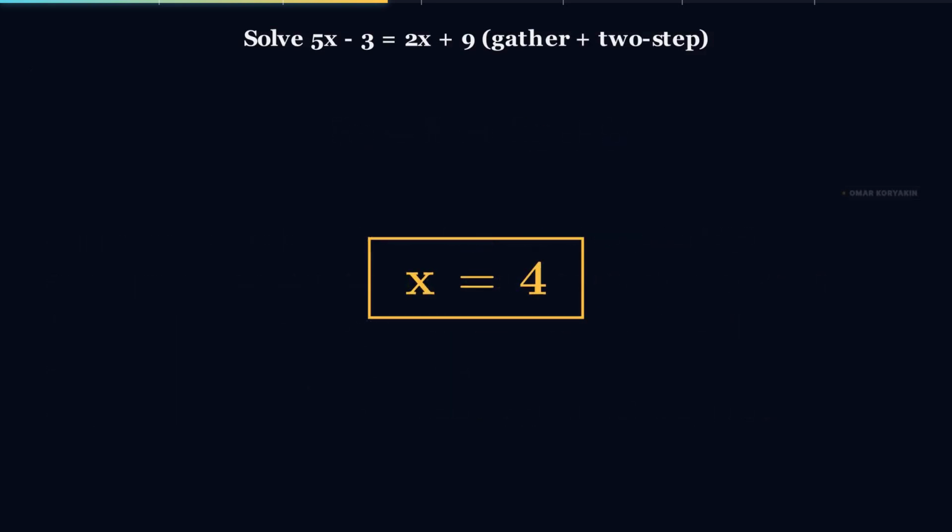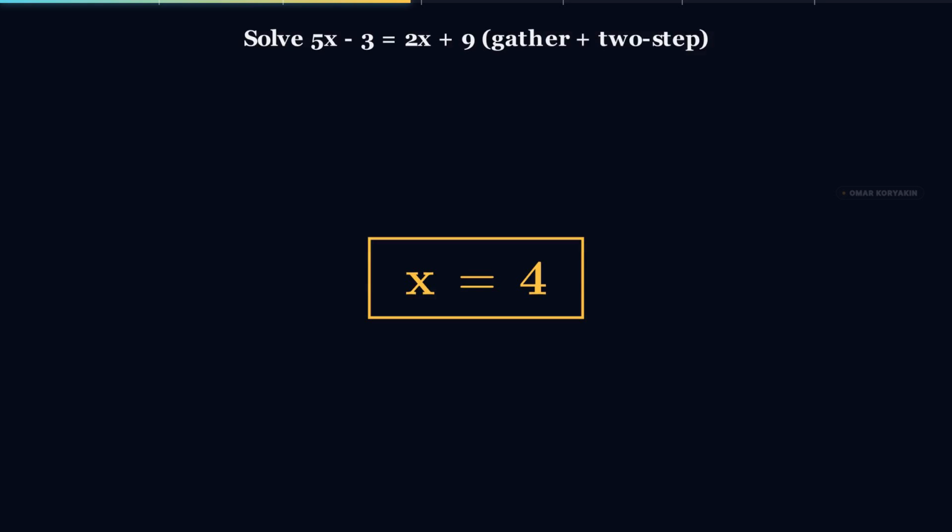The big lesson from this example is the gather step layered on top of the two-step procedure from lesson 2. Gather to the side with the larger coefficient to keep the resulting coefficient positive, then apply reverse PEMDAS to solve the one-sided equation that remains. 3 steps total: gather, undo addition or subtraction, undo multiplication or division.